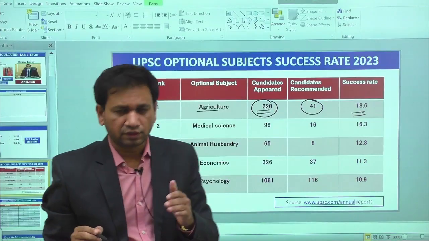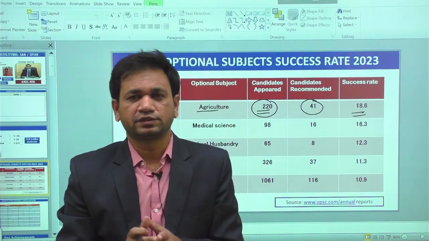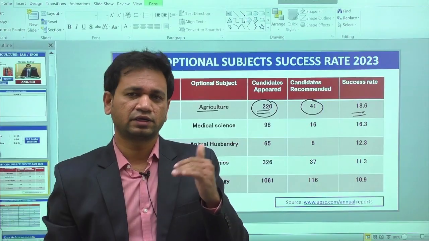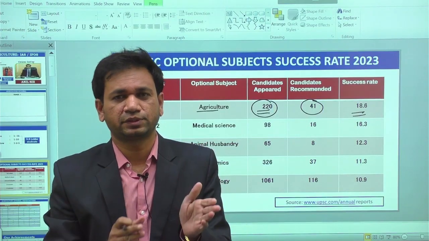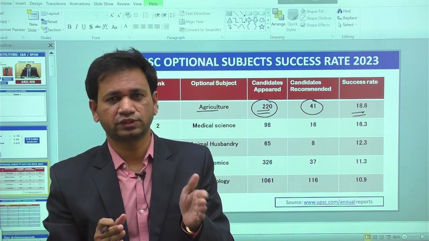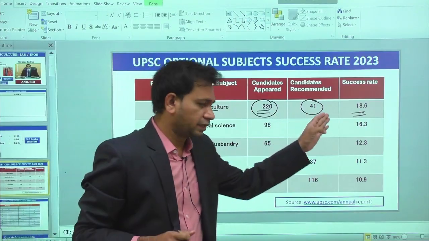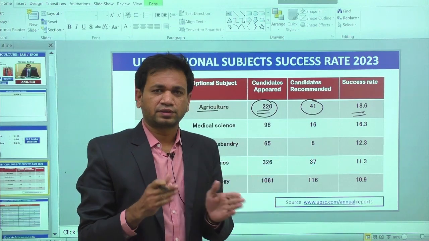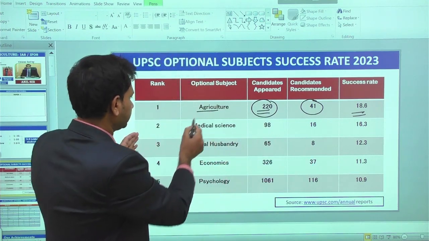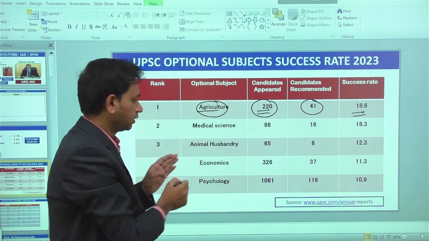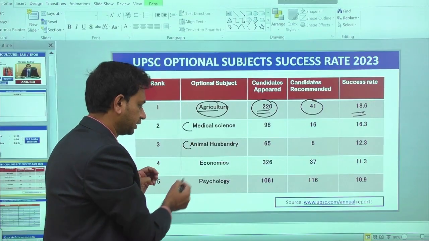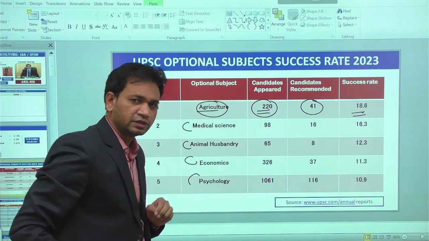Since 2017, agriculture has been one of the top scorers with respect to the success rate, right? Previously, it was 23.8%, but in the range of 18 to 24%, we are having the success rate in the agriculture option. That is one of the highest success rates, followed by medical science, animal husbandry, economics optional, and psychology, right?